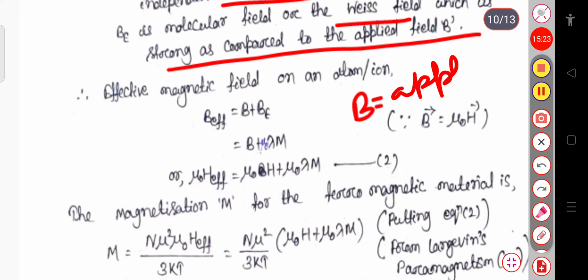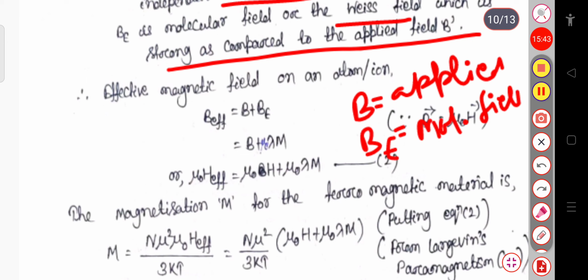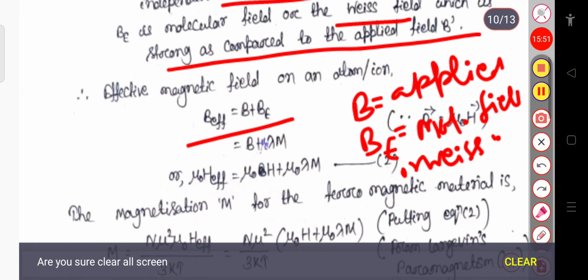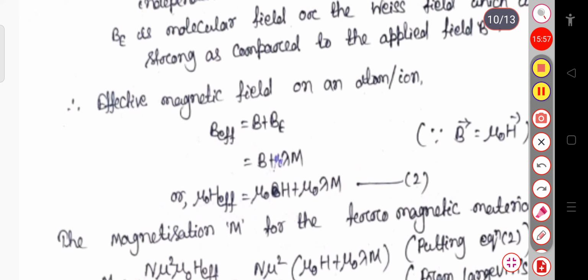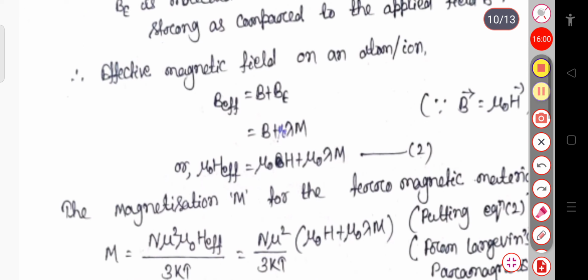B_m is the molecular field, or we can say that after magnetization inside the ferromagnetic metal, the total magnetism produced by the ferromagnetic metal is your B_m. This is also known as the molecular field, or the Weiss field. So B effective equals B plus B_m. Now in place of B_m, if I substitute the value B_m equal to lambda M, then in place of B_m I can substitute lambda M.